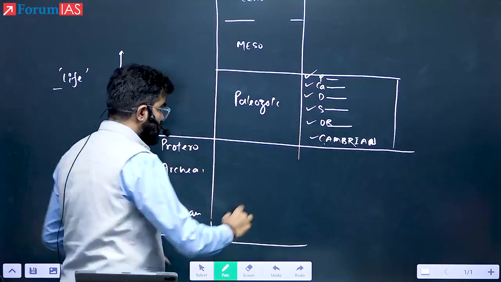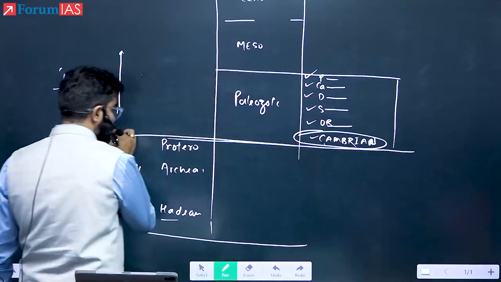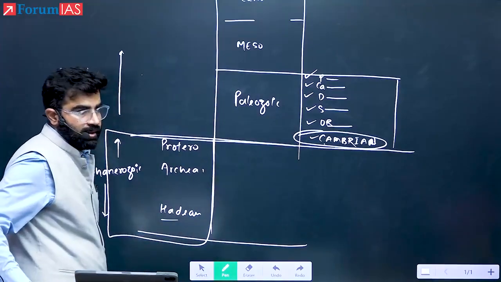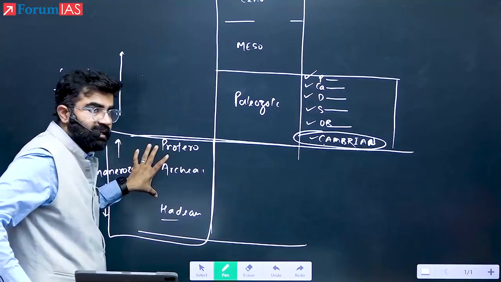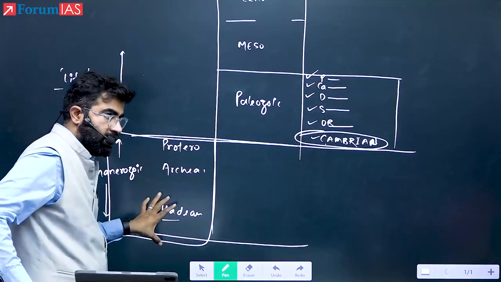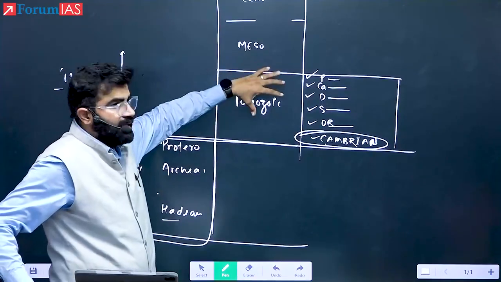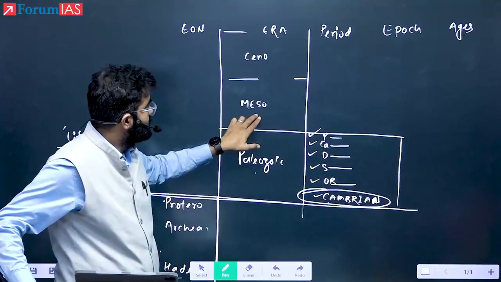Whatever the time period is before Cambrian, this entire time is known as Precambrian. Remember, this is about 88% of Earth's geological history. Whatever we are learning is only about 11% of the time, the very recent time, starting from Paleozoic, Meso, and Ceno.